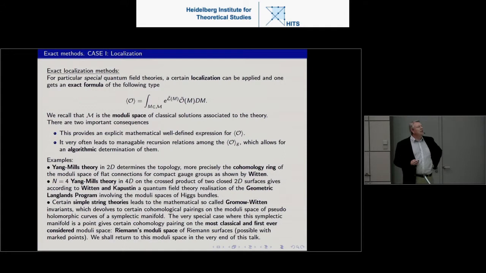And there are certain simple string theories that in mathematics lead to what we call nowadays Gromov-Witten invariants. These are cohomological pairings on moduli spaces of pseudo-holomorphic curves on symplectic manifolds. It doesn't matter what all of these words mean if you don't know them. The point is that it reduces down to studying the topology of these moduli spaces, and therefore we really understand what they mean. In the very special case where you take this symplectic manifold to be a point, so you can just ignore it completely, you get cohomological pairings on the most classical moduli space we have at all. This is Riemann's moduli space of Riemann surfaces.